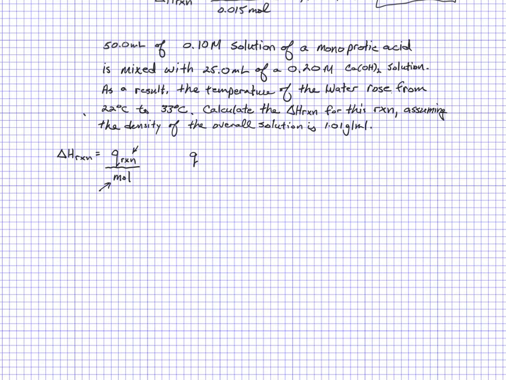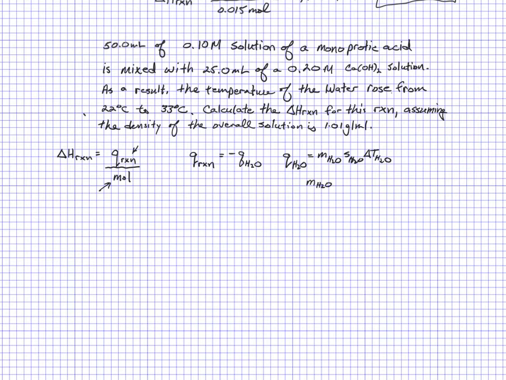So how do we figure this out? Well, we know that the heat that is generated by the reaction will be equal to the negative of the heat that is absorbed by the water. And the heat absorbed by the water is going to be equal to the mass of the water times the specific heat of the water times the temperature change of the water. Now, do we have all the information that we need to do this calculation? Well, almost. We need to know the mass of water.